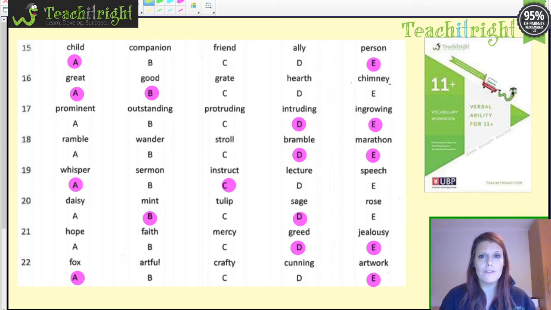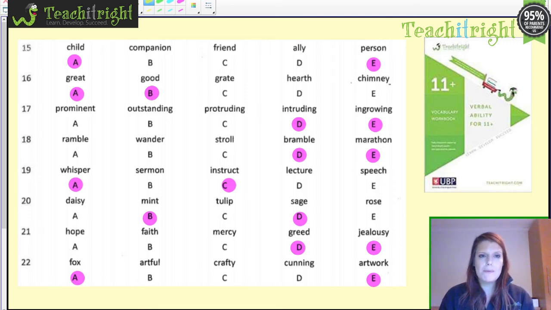Then 15, we have child and person. The other words relate specifically to friendship. 16, great and good. Notice there's a homophone here. A, great, and C, great. They sound exactly the same, but they have different meanings. So the spelling of C, great, relates to a part of a fireplace, as does hearth, as does the chimney.